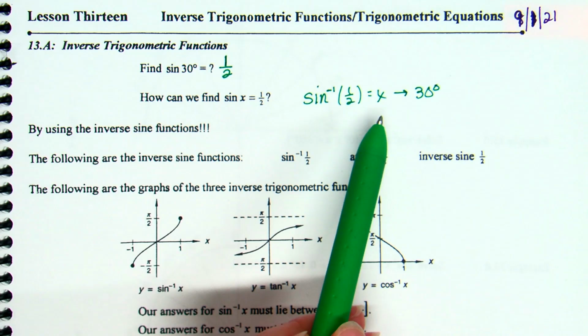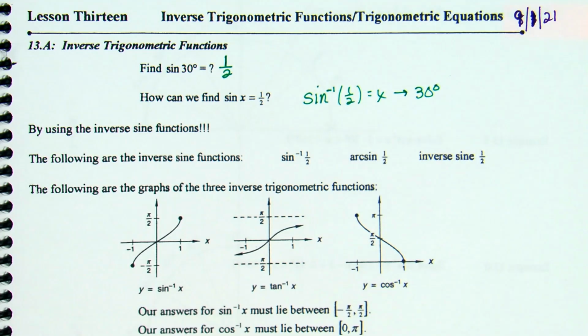Now, if you go into degree mode on your calculator and you do sine inverse of 1/2, it's going to say 30 because it's in degree mode. So as much as I say be in radian mode in here, there are occasions when degree mode could help you go back and forth, right? Okay. So notice what it said. How can we find sine x equals 1/2? By using the inverse sine functions.